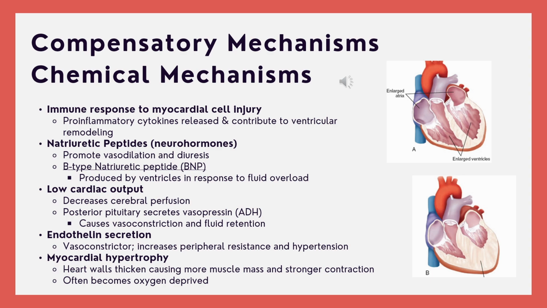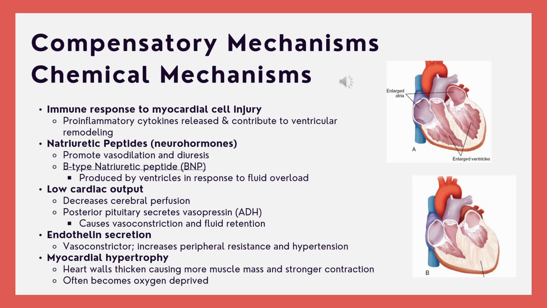Another chemical mechanism, so again, we kind of talked about this a little bit earlier, is that low cardiac output triggers vasopressin or antidiuretic hormone release. So whenever cardiac output falls, cerebral perfusion is going to be decreased. So we see that activation of the posterior pituitary gland releasing antidiuretic hormone. So this is going to promote fluid retention and it's going to cause vasoconstriction. Again, it's going to make things worse for the heart failure.